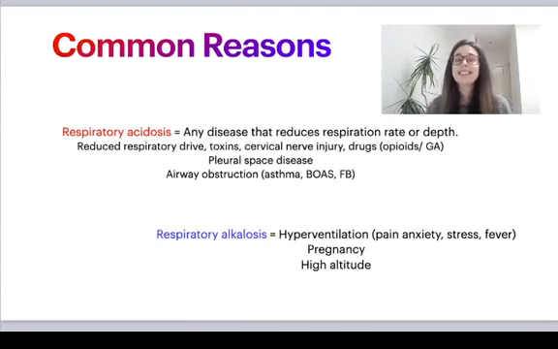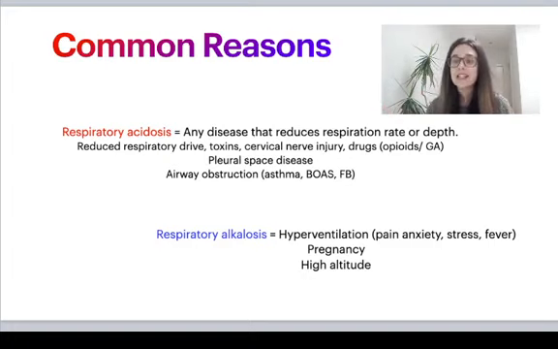Respiratory acidosis. This is anything really that causes a reduction in either respiratory rate or depth. So toxins, cervical nerve injury. If we lose the nerve function from an injury around the neck, then we may lose the respiratory drive to be able to get the depth that we need, resulting in buildup of CO2. Our drugs, think our opioids, as well as our anesthesia. Again, the less we breathe, the more CO2 we get.